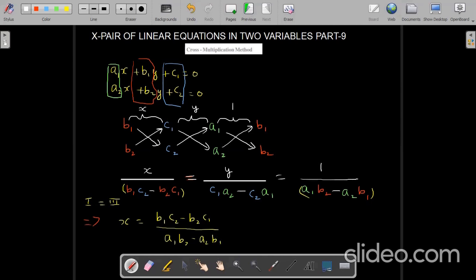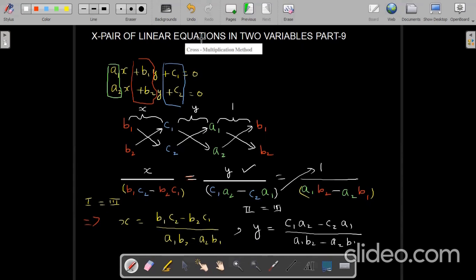Similarly, now equate the second with the third. The second term is this y term equated to the constant term. Third one, this will be equated to this one. Will cross multiply, it will come here. So we get the value of y as y is equal to c1 a2 minus c2 a1 upon a1 b2 minus a2 b1. So like this you can remember.